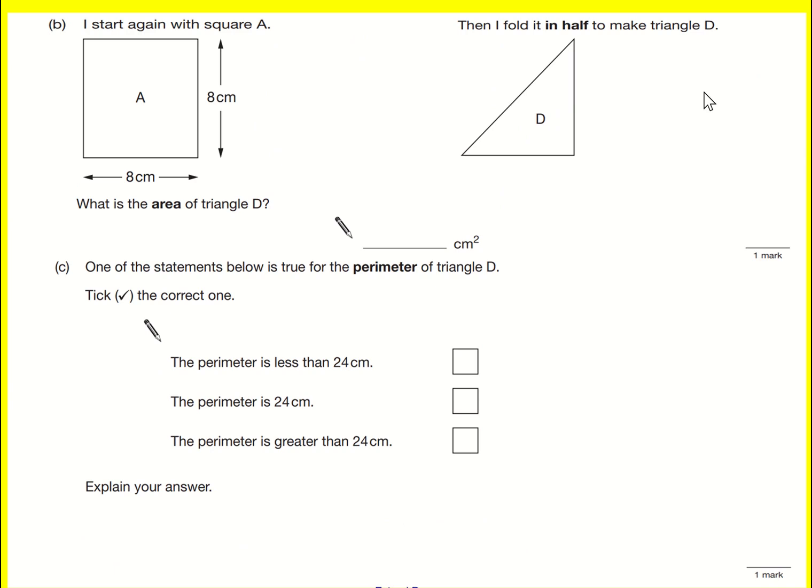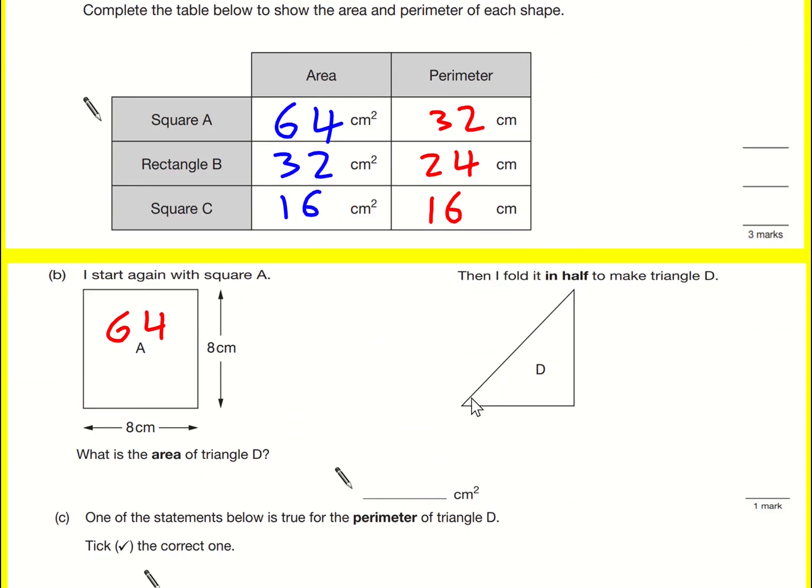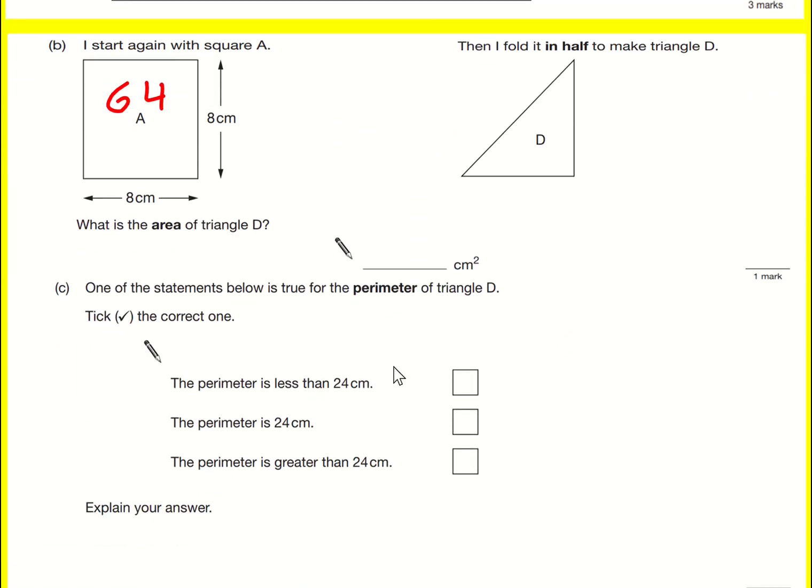What's the area of triangle D? Well, we know the area of the square is 64, and when we folded it in half to get the rectangle, we had 32. It's actually going to be exactly the same again. If you fold it in half, it doesn't matter if you fold it horizontally or diagonally, you're going to halve the area.